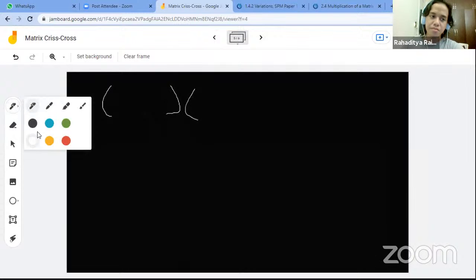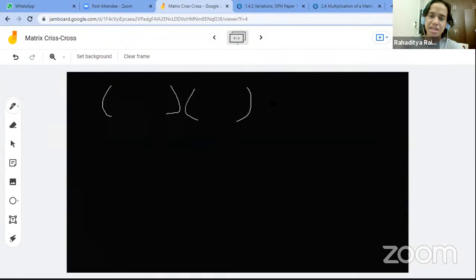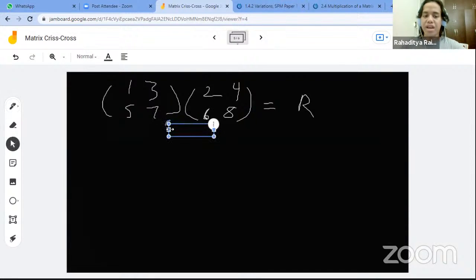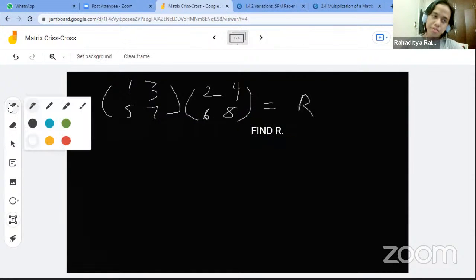So let's start with something simple. We have 1, 3, 5, 7 and 2, 4, 6, 8. You multiply these two matrices together, you get R. So your task is to find R. This is the most basic possible question you can get. To find R, you have to multiply these two matrices.